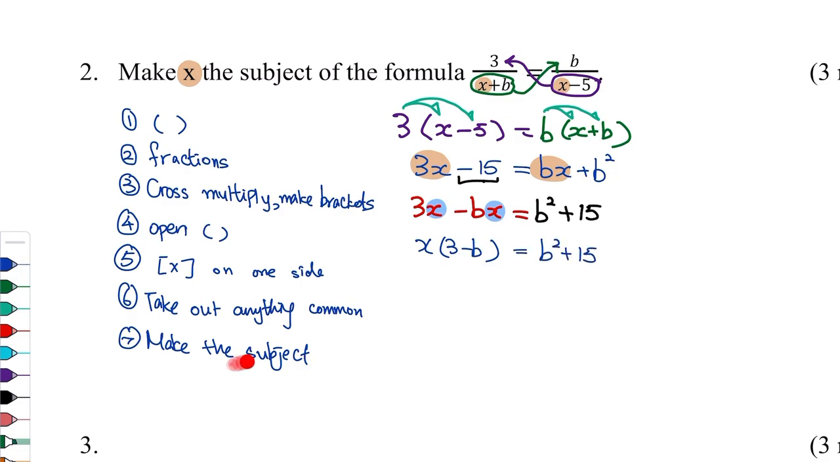And then last step, make that as the subject. Now this bracket means multiply. If you don't want this multiply here, you can move it to the other side and it will be divided. Easy, right? So this was multiplied, going to the other side, divided, and that is your final answer. X is already a subject here. It's on one side. If it's on one side, alone, single, then it's what we call subject.